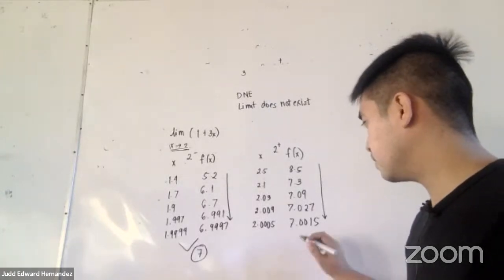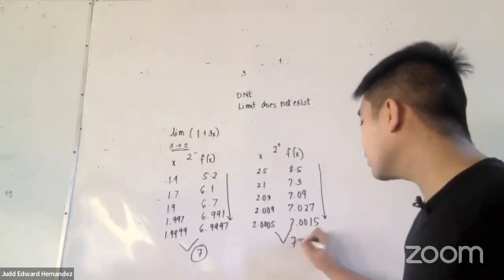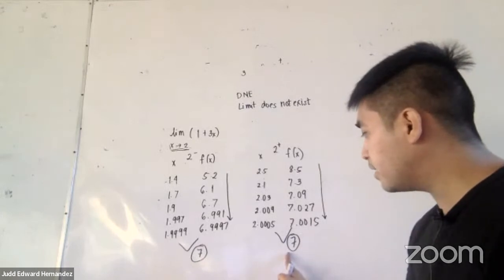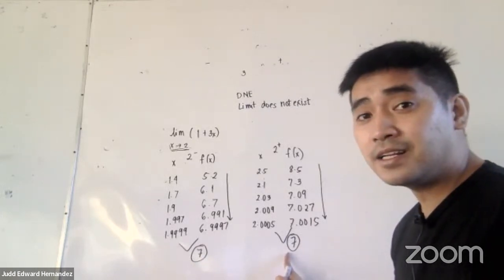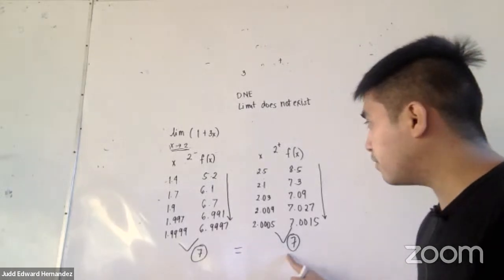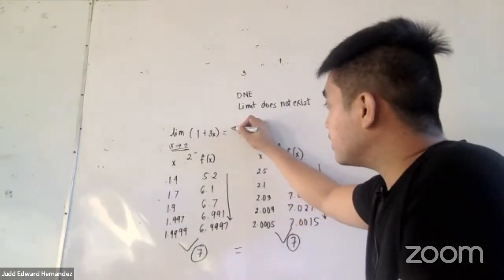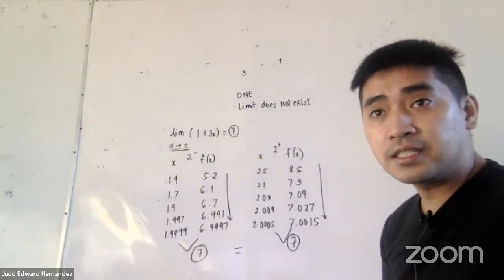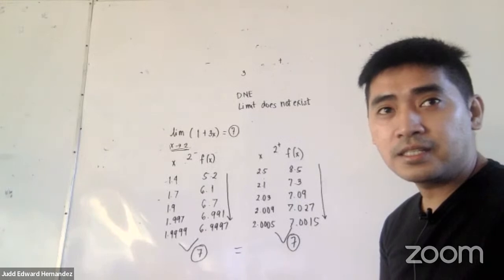The values are also approaching 7. Is the left-hand side of the limit and the right-hand side of the limit equal? Yes po. 7 is equal to 7. Therefore, the limit exists and that limit is 7. Are we clear? Yes po.